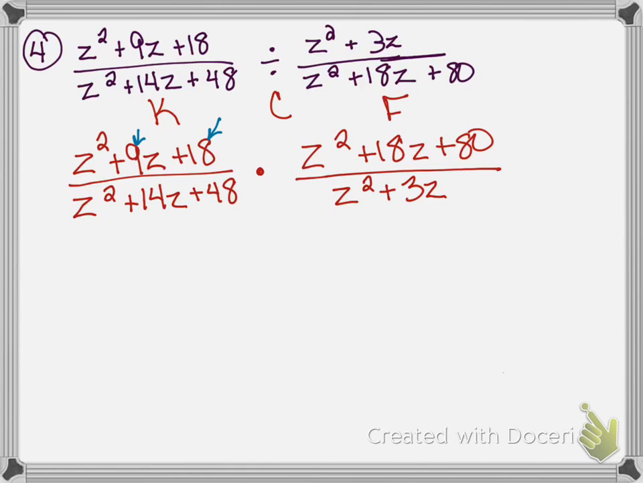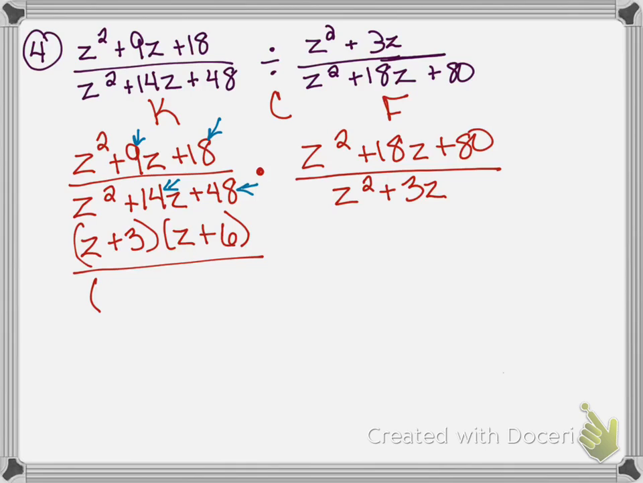6 and 3, good. So I have z plus 3 and z plus 6. My denominator, I have a sum of 14, a product of 48. Anybody? Z plus 8 and 6. Good. Oh, and yep, you're right too.